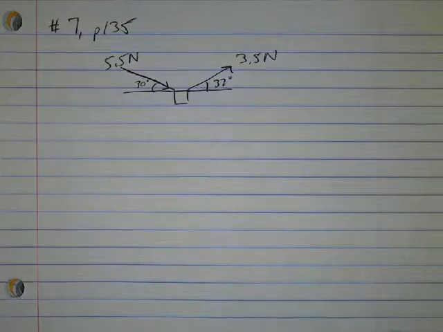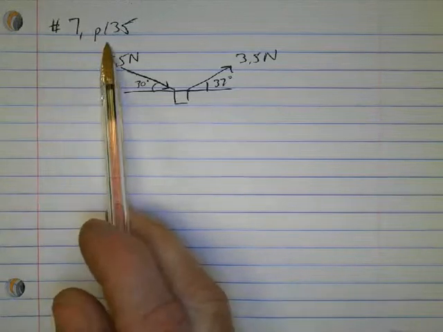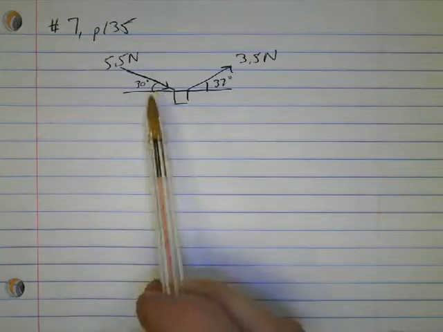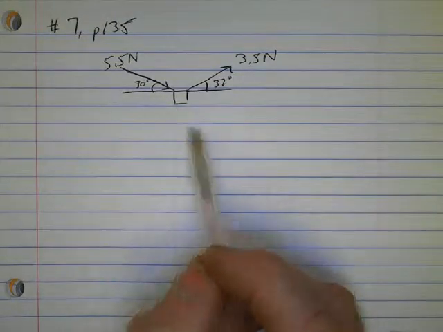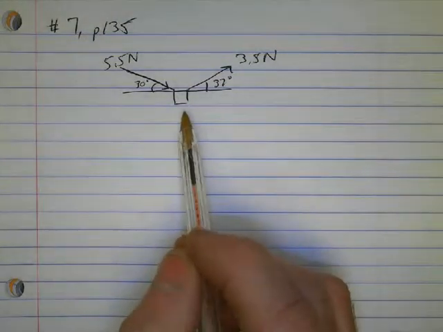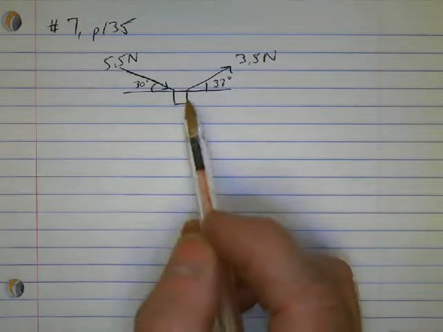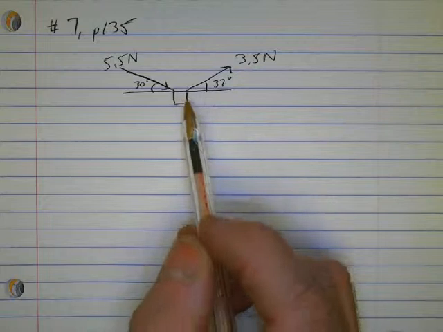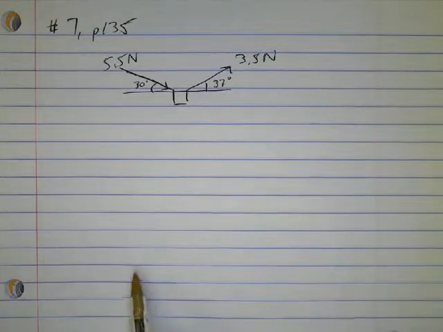Here is the solution to number 7 on page 135 from chapter 4 in the physics book on forces. This is a good example of the kind of problem that you're going to see a lot. It's going to start with a free body diagram, and then we're going to work the problem by resolving all the vectors in the x direction and all the vectors in the y direction to figure out the resultant force.